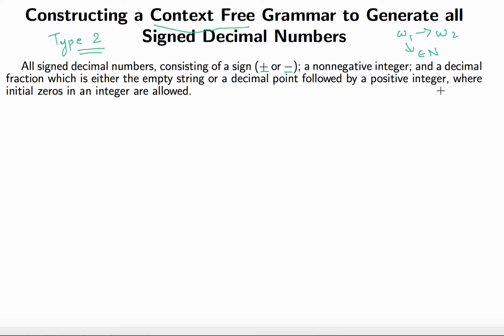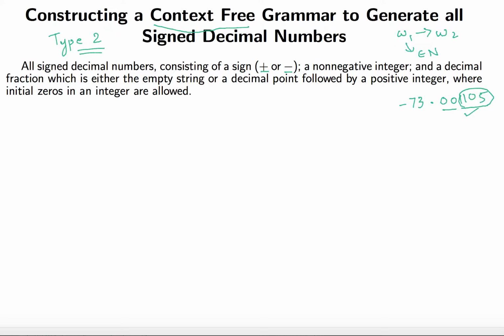And then it should be followed by a decimal fraction, which is either an empty string or a decimal point followed by a positive integer, where initial zeros in an integer are allowed. So for example, we can have -73.001105, for example, this is right. So initial zeros are allowed and we have this integer here. Okay, so now let's start with our production.